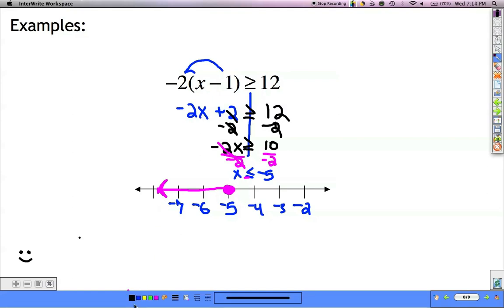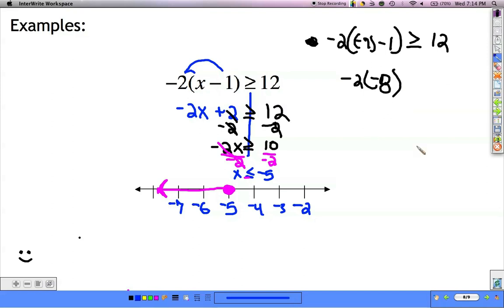We can go ahead and check one of our solutions. Let's say we'll check negative 7, see if that one works. So I have negative 2 times the quantity, negative 7 minus 1. And I want to see, is that greater than or equal to 12? I check it in the original inequality. So negative 7 minus 1, that's going to give me negative 8. So I have negative 2. I want to multiply that by negative 8. And I want to see if that is greater than or equal to 12.